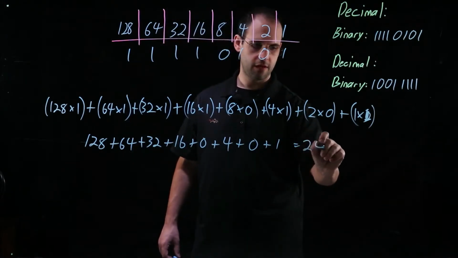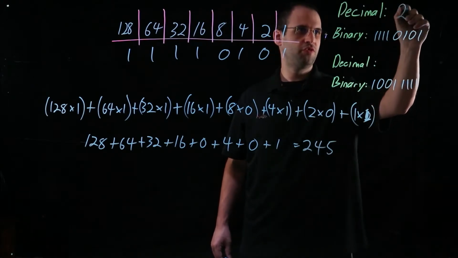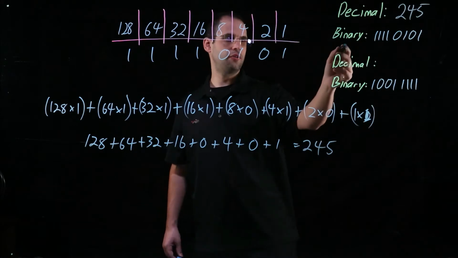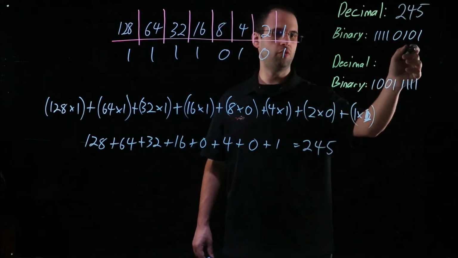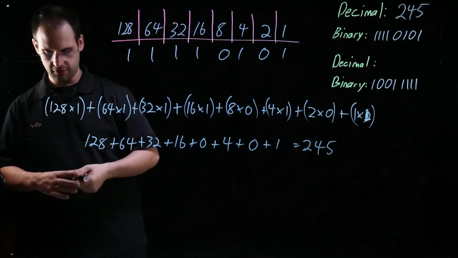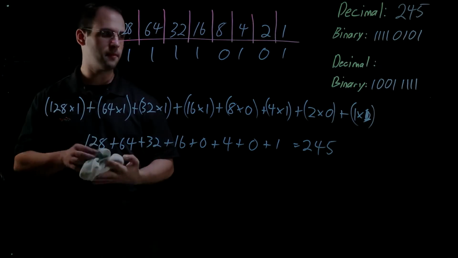So pat yourself on the back if your decimal equivalent was 245 for our binary value of 11110101, you got the right answer. Let's take it on to the second problem and take a look at that one.